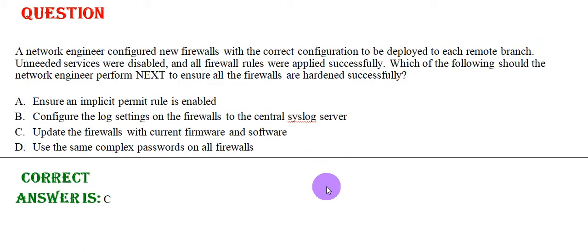A network engineer configured new firewalls with the correct configuration to be deployed to each remote branch. Unneeded services were disabled and all firewall rules were applied successfully. Which of the following should the network engineer perform next to ensure all the firewalls are hardened successfully? Option A, ensure an implicit permit rule is enabled. Option B, configure the log settings on the firewalls to the central syslog server. Option C, update the firewalls with the current firmware and software. And option D, use the same complex password on all firewalls. The correct answer is option C.